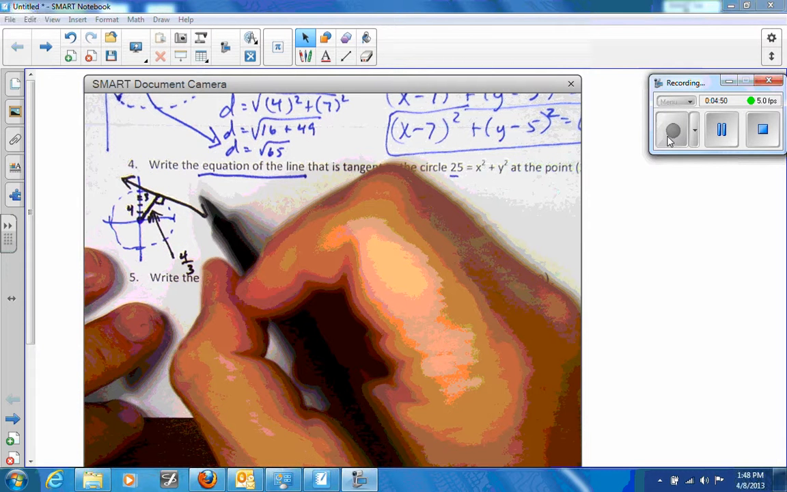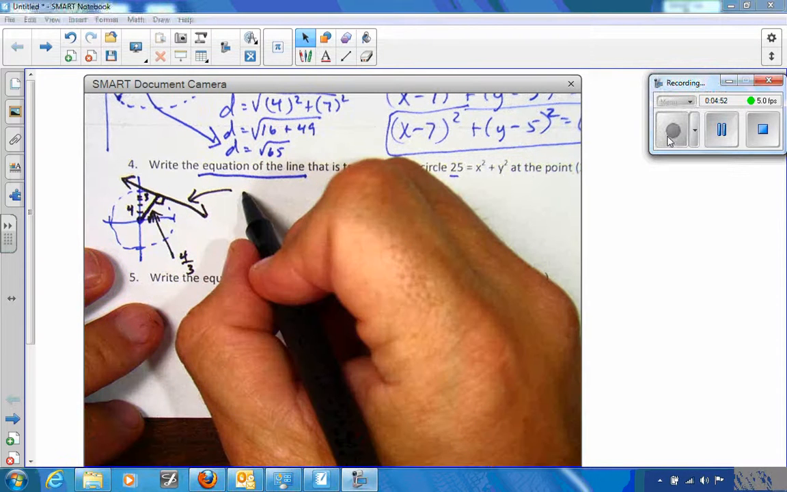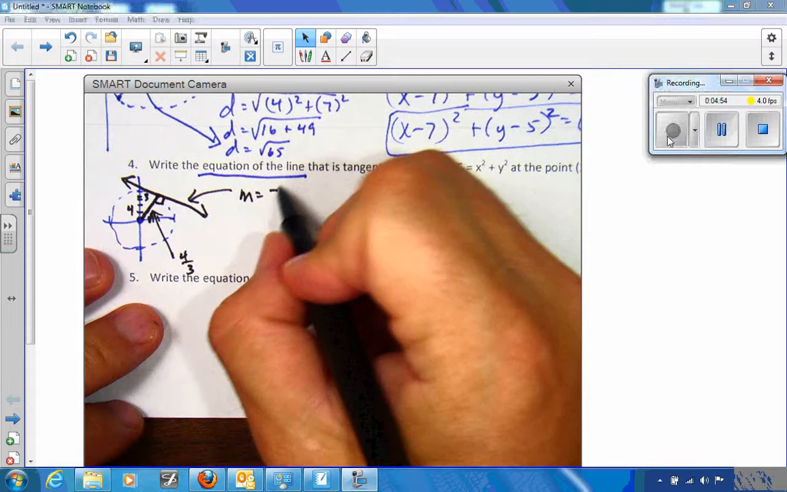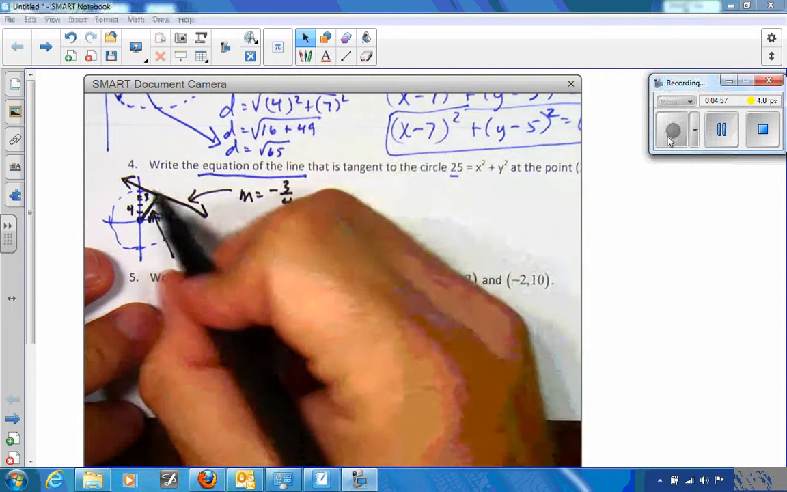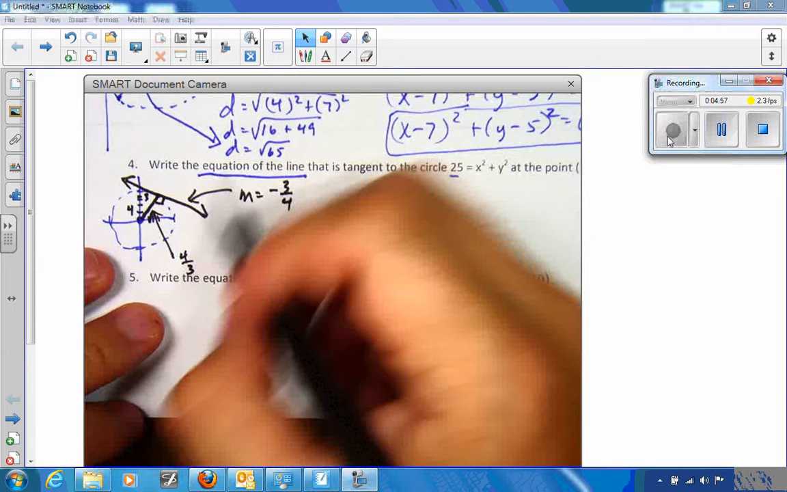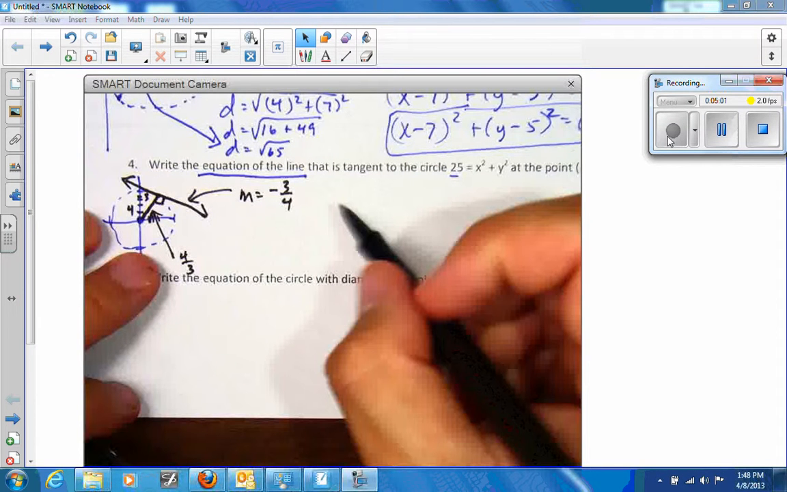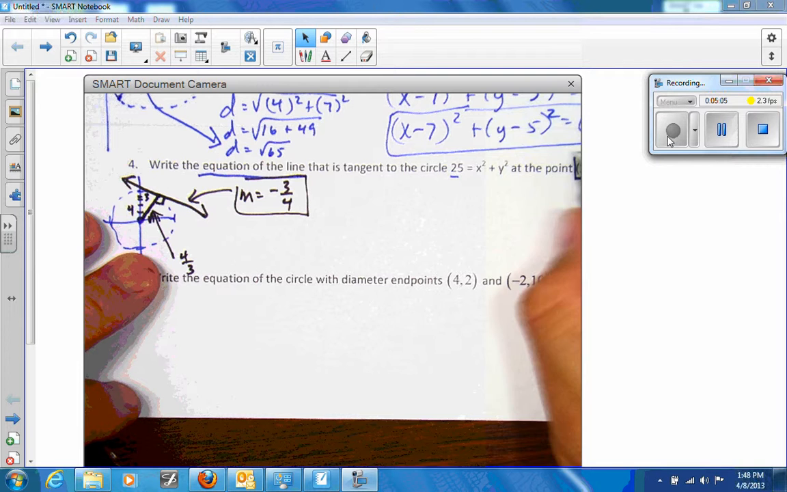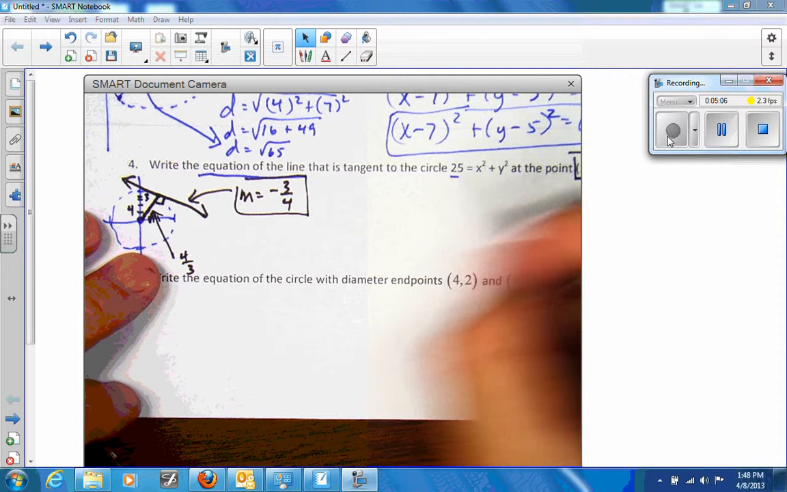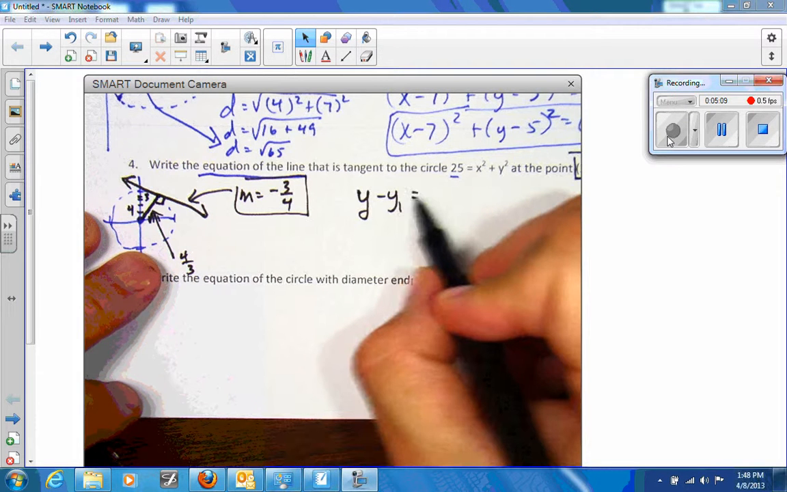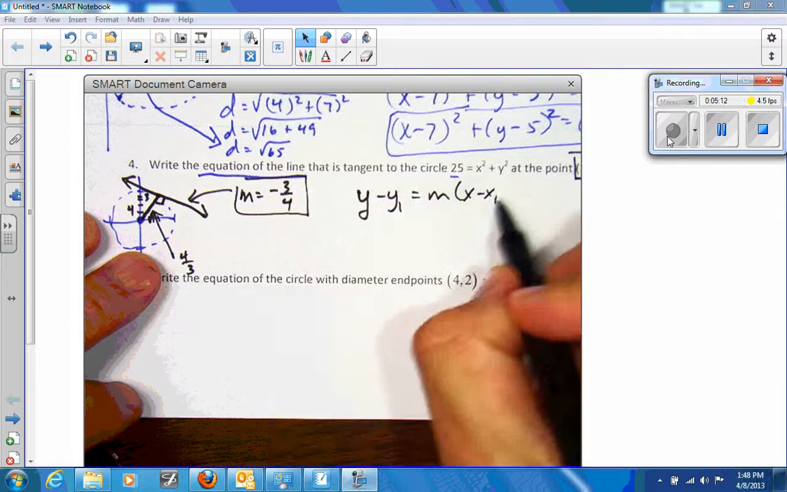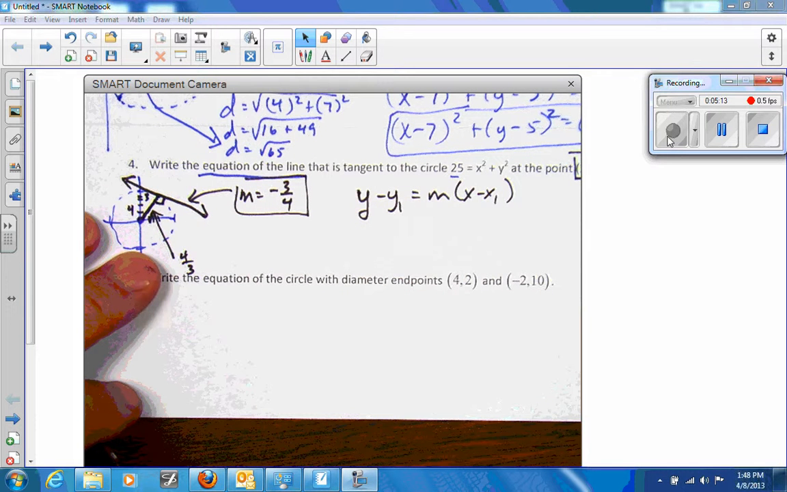But this slope is the negative reciprocal. So this slope is going to equal negative 3/4. Remember, a perpendicular line has a negative reciprocal slope to the line that it's perpendicular to. So in this case, I'm going to use this slope and this point. I'm going to use y minus y1 equals m times x minus x1. I'm going to put it in point slope form if you remember that.